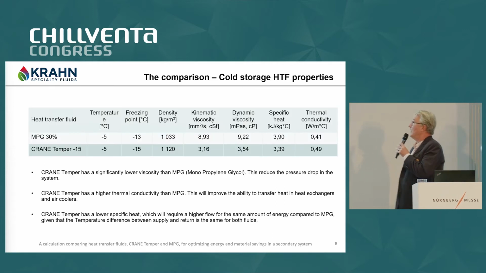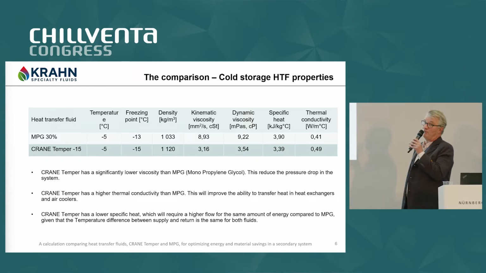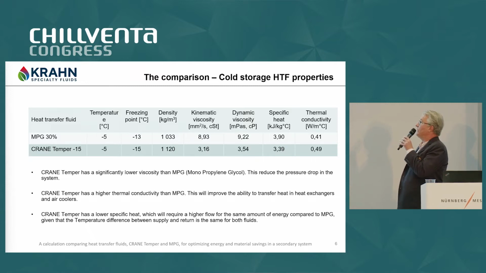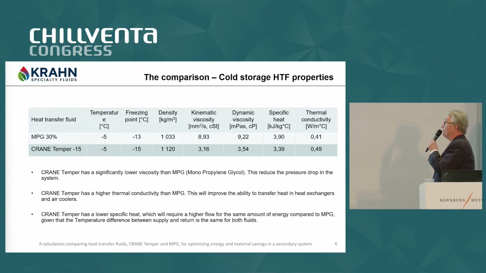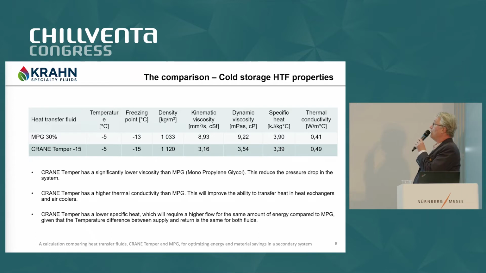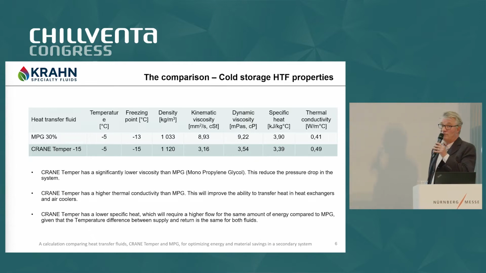First of all, comparing the two fluids, we have the Kran Temper fluid with a freezing point of -15, just like MPG, but they normally sell it in a specific percentage. In this case, 30% is -13 in freezing point. The big difference in this picture is the viscosity. You see, MPG has quite a higher viscosity than Temper, but also the thermal conductivity is better for Temper. You will see later on that these make a big difference in heat transfer areas, but also in pressure drop.